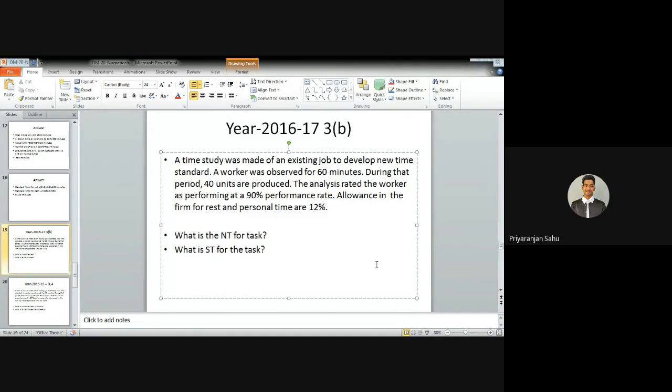Sir, the standard time for each unit in the previous question is 1.88, sir? 1.89. Okay sir. It is 1.8888 up to 10 or 12 decimal places, sir. That's why I have written 1.89. Is it clear? 1.89. Okay.